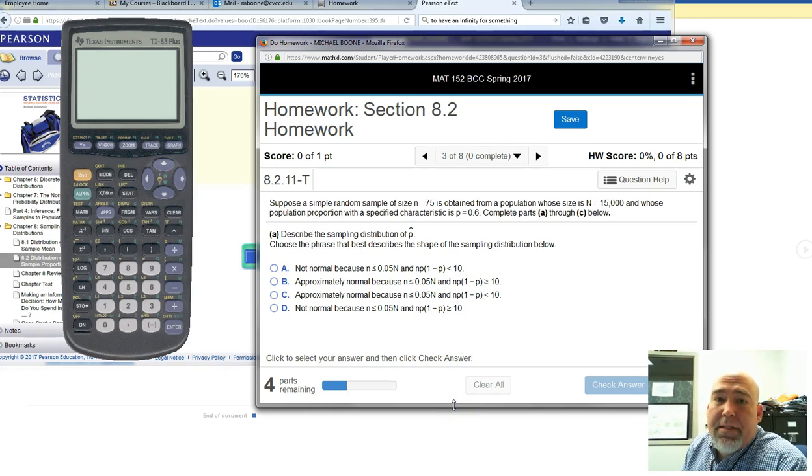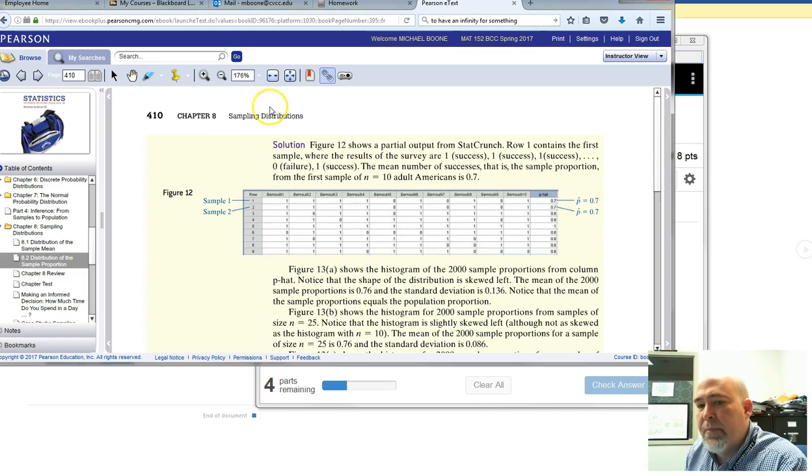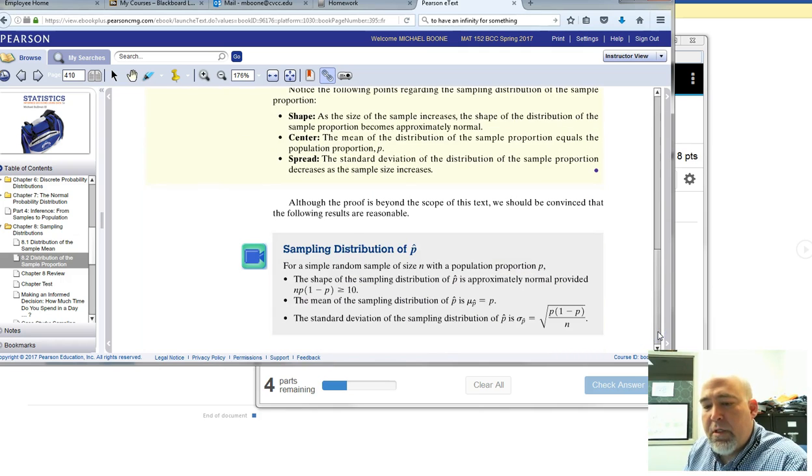All right, so in Chapter 8, Section 2, we're still dealing with distributions, but instead of dealing with the sample mean, we are dealing with proportions. So sampling distribution still, but dealing with proportions. And very similar to the last section, the mean of our p-hat, our sample proportion, is the population proportion.